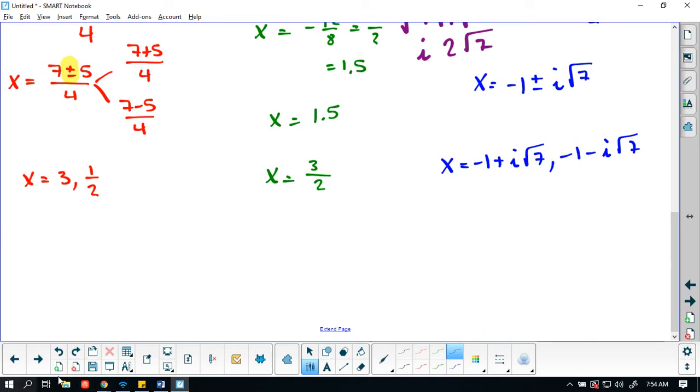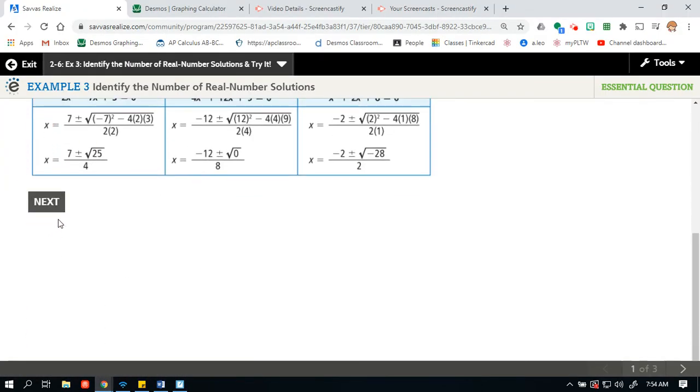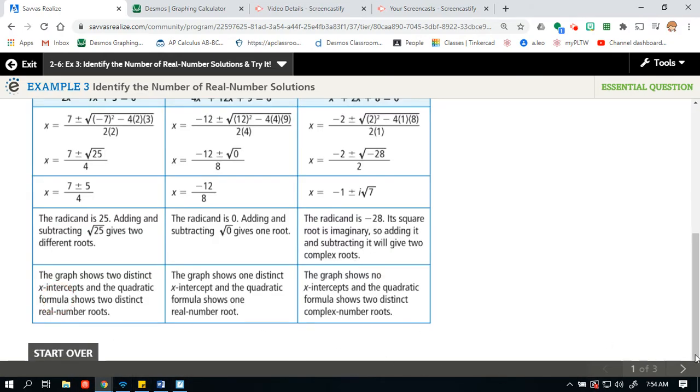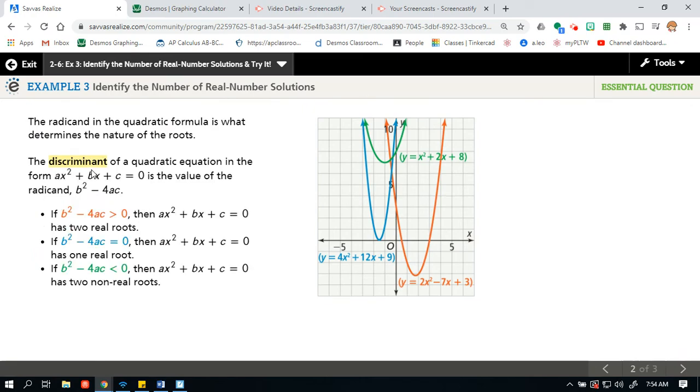This introduces the idea of what's called the discriminant. So if I look here, we notice that when we have the square root of a positive number, we have 2 different roots. When we have the square root of 0, we have 1 root, and when we have the square root of a negative number, then we have 2 complex roots. And this gets into the idea of the discriminant. So take a moment, pause the video, and write this definition down.